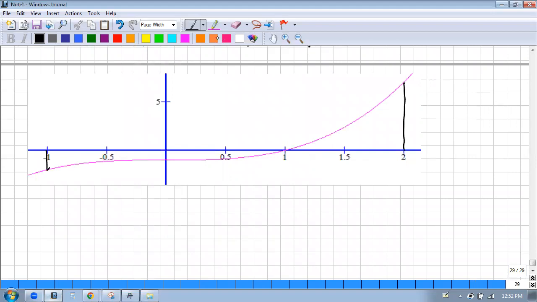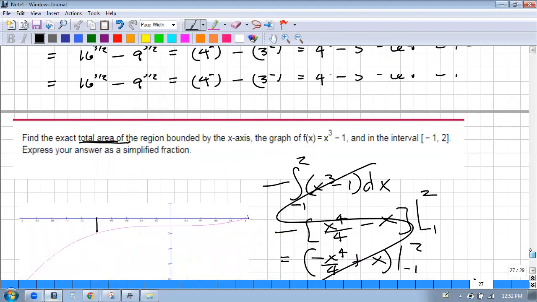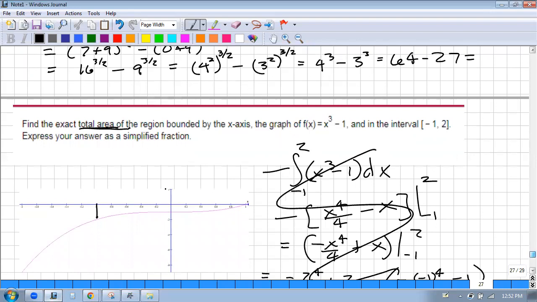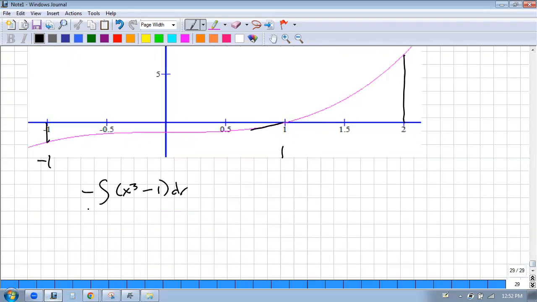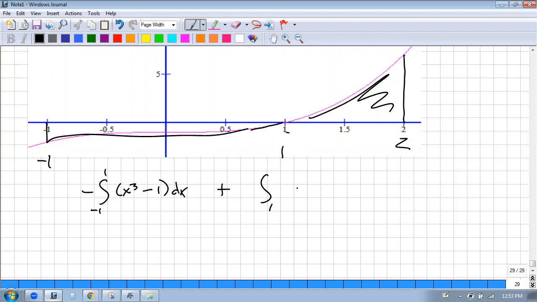So we have to break this thing up into 2 different integrals, right? From minus 1 to 1, we're going to have to do the negative integral. It was x cubed minus 1. So from minus 1 to 1, we want the negative of that because it's below the x-axis. And then we need to add to that the integral from 1 to 2, because that's going to give us a positive value. So that's our area, okay?